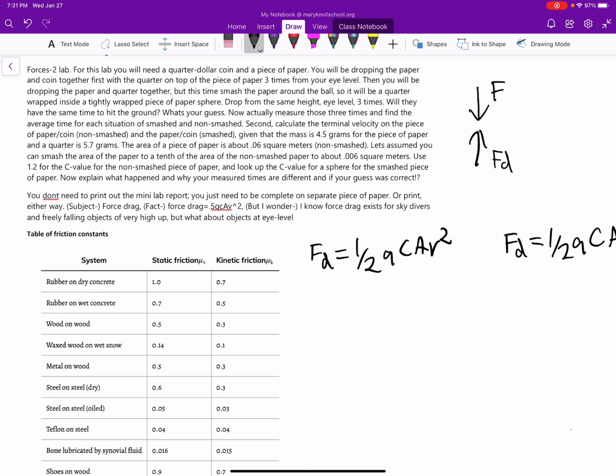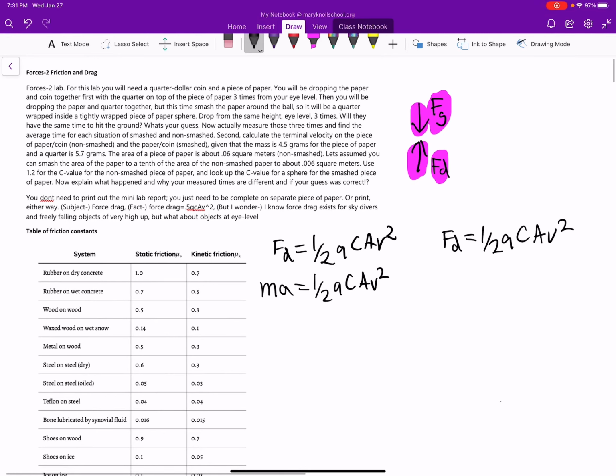So we're going to get force of gravity pushing down, force drag pushing up, and those will be equal whenever we have terminal velocity. So no acceleration. That means this force vector is just as strong as that force vector, but they're in equal and opposite direction. Okay, so I'm going to put mass times acceleration here equals 1/2 QCAV squared. Same thing on this side. Mass times acceleration equals 1/2 QCAV squared.